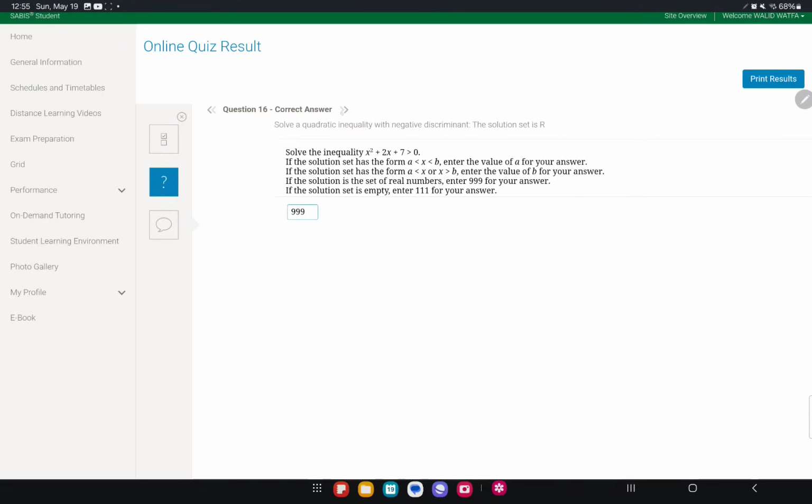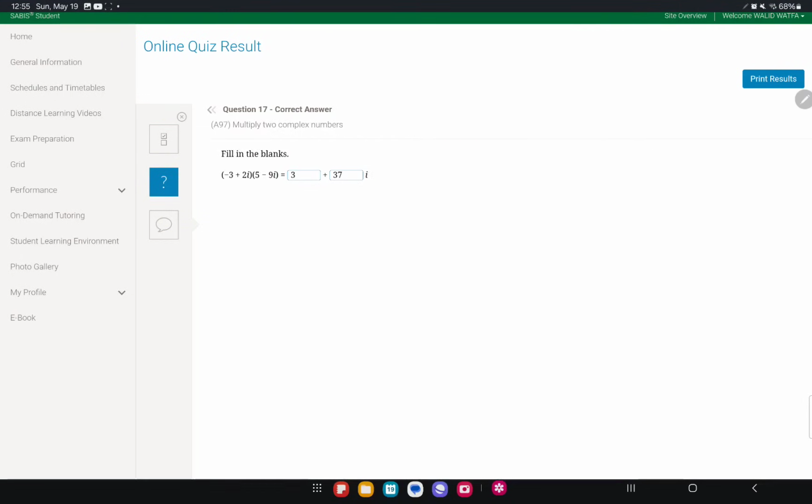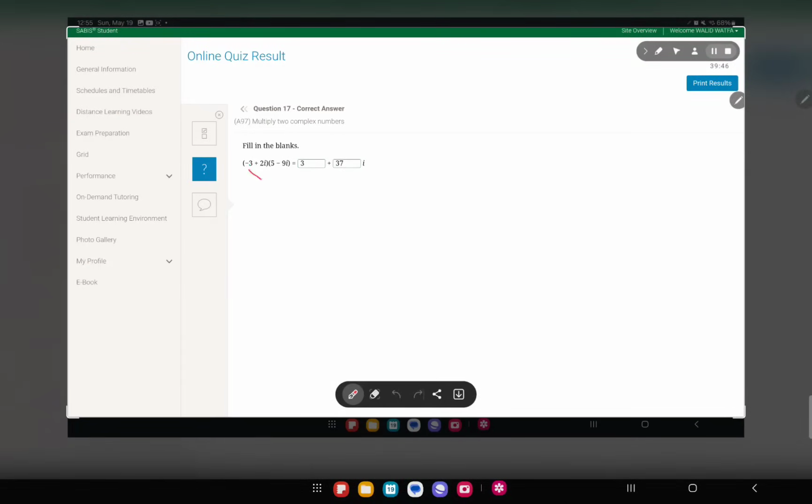Question 17. Okay, this one, you just expand. Minus 3 times 5 is minus 15, minus 3 times minus 9i is plus 27i, plus 2i times 5 is plus 10i, and then plus 2i times minus 9i is minus 18i squared. Okay, i squared we said is negative 1, so minus 18 times negative 1.